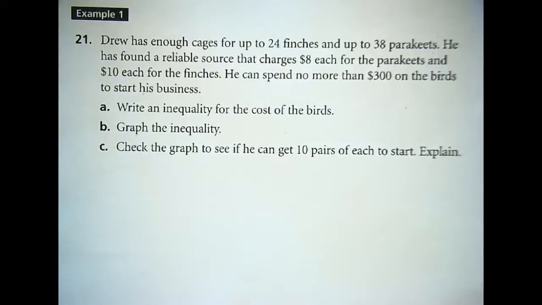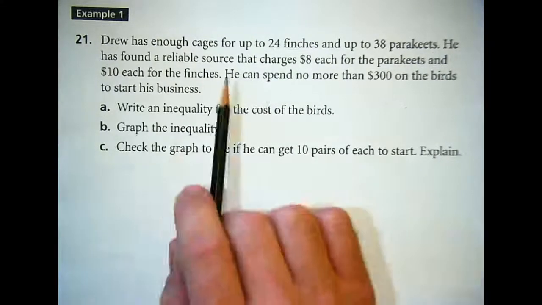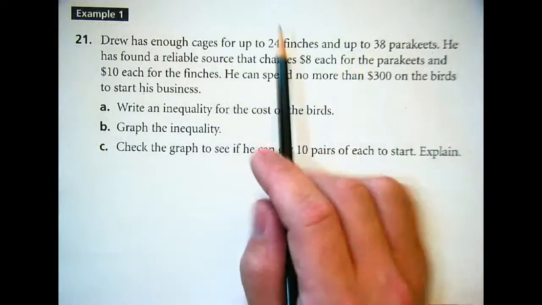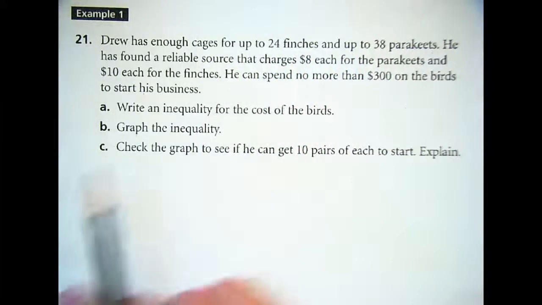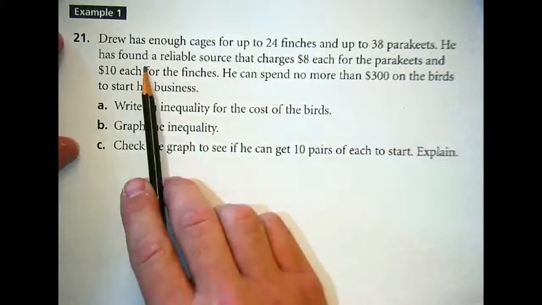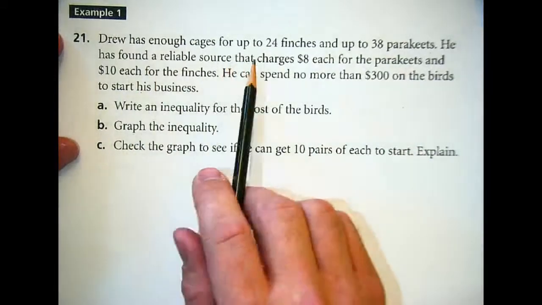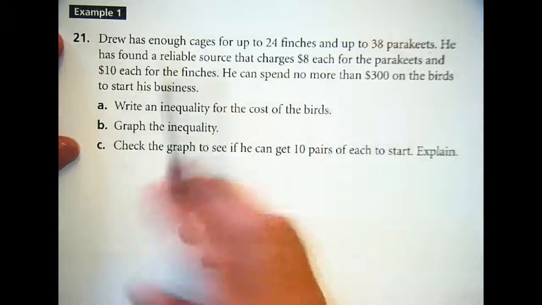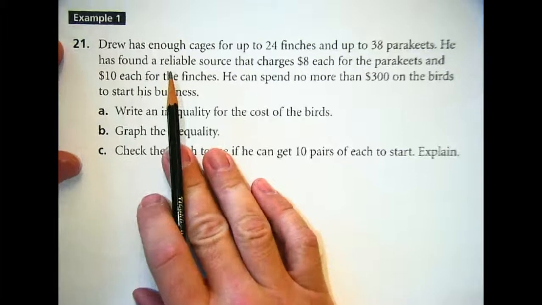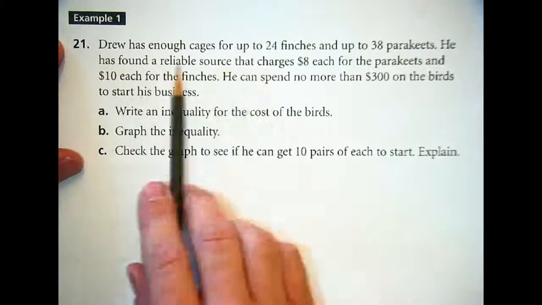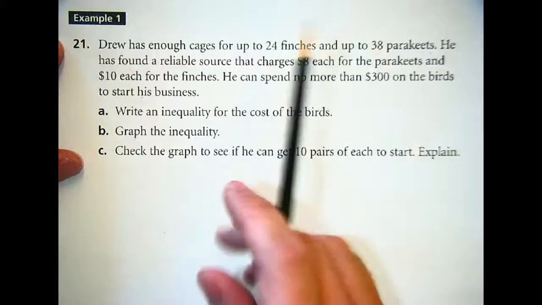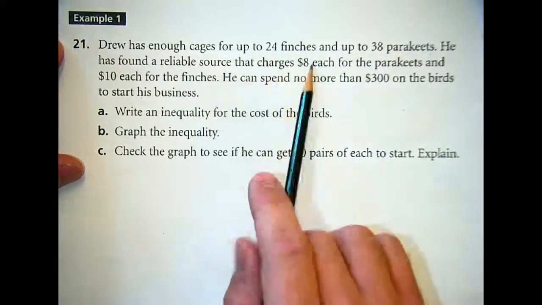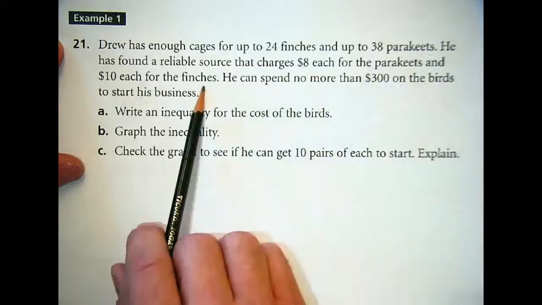All right. Drew, now this is like a good story here. Drew has enough cages for up to 24 finches and 38 parakeets. So in other words, Drew has a lot of cages. Well done, Drew. He has found a reliable source, so he's found this dealer that deals in parakeets and finches. Okay? Everyone has a good dealer like that. All right. Like your Pokemon games, right? He has found that reliable source that charges $8 for each parakeet and $10 for each finch.